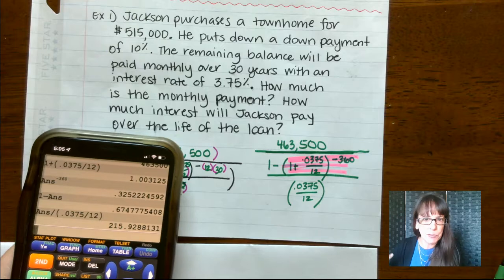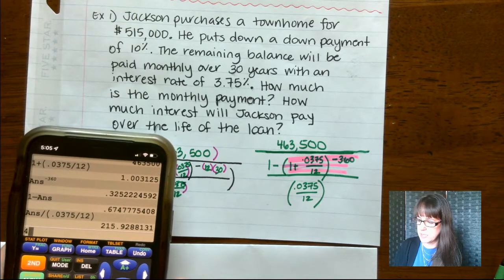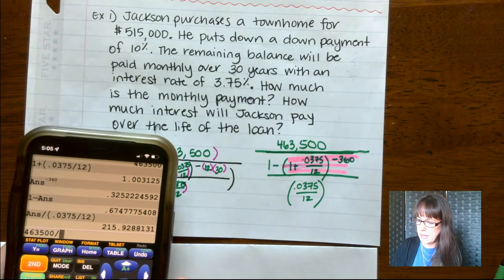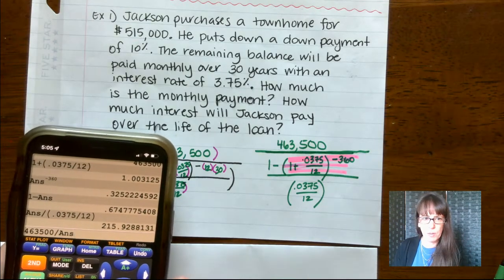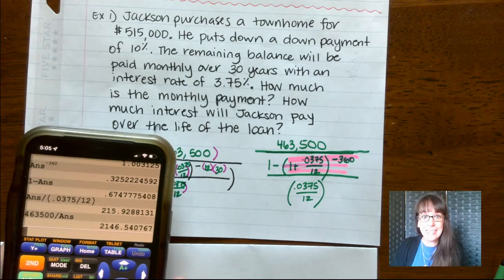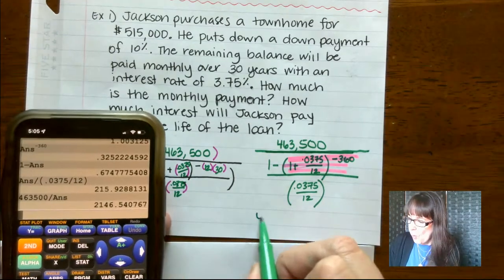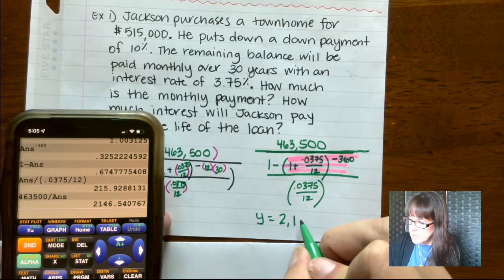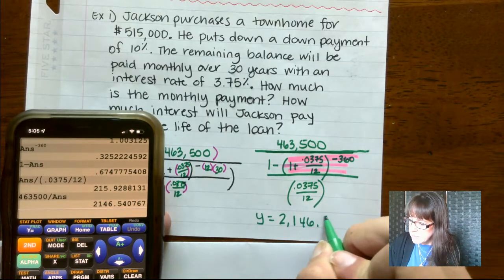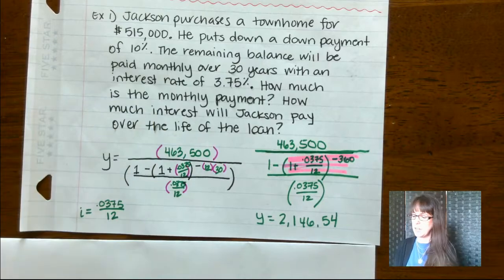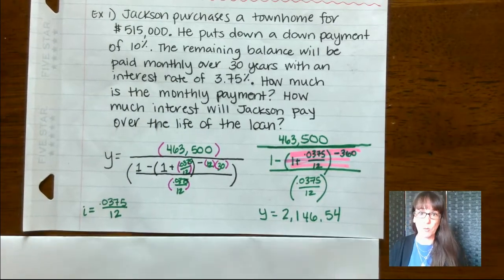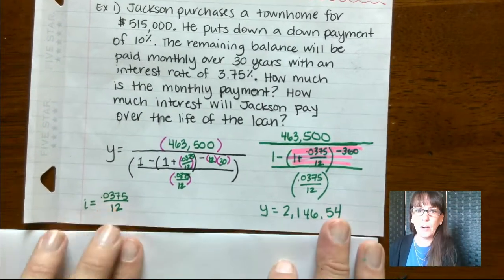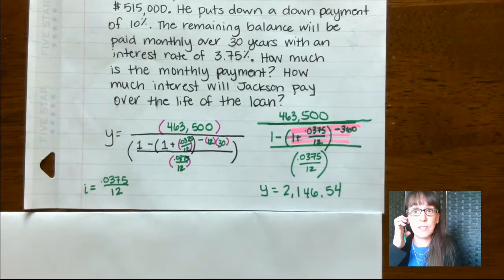I'm lazy, I don't want to have to write that number out, so I'm going to hit 463,500 divided by, and I'm going to go for that answer again because I want to put that in there. And finally, I have my answer. It is y equals $2,146.54. There we go. Okay, so that is what the monthly payment is going to be for the life of this loan.